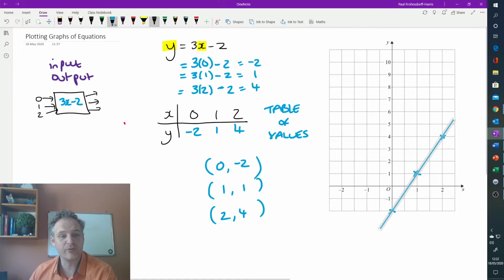And what's the final thing we have to do? We have to write the name of the line on it. Y equals 3x minus 2.